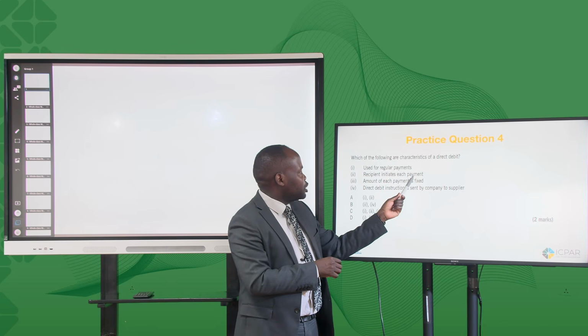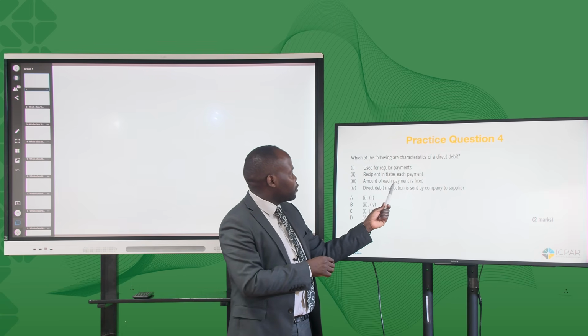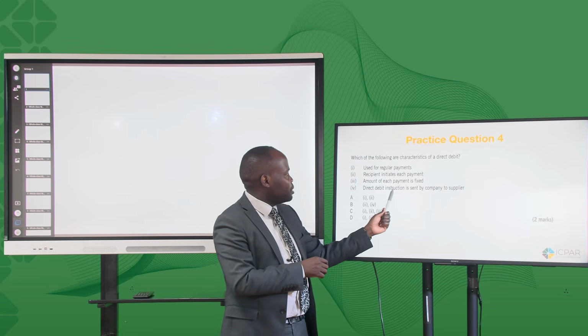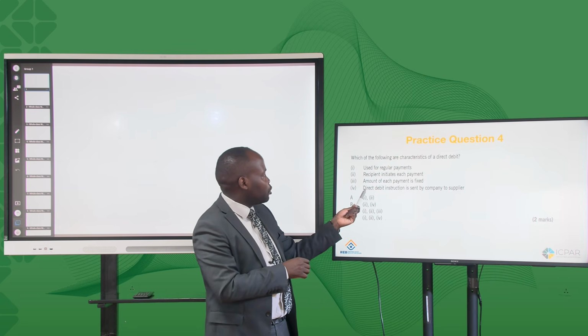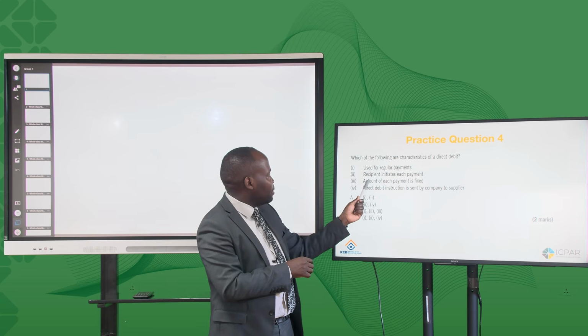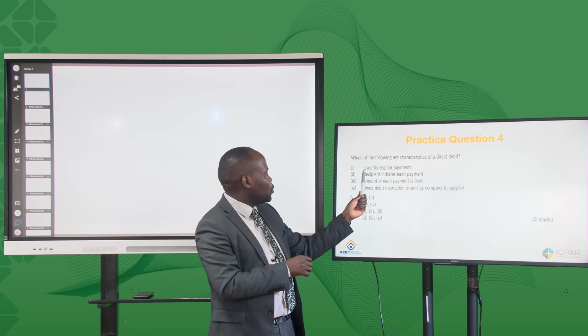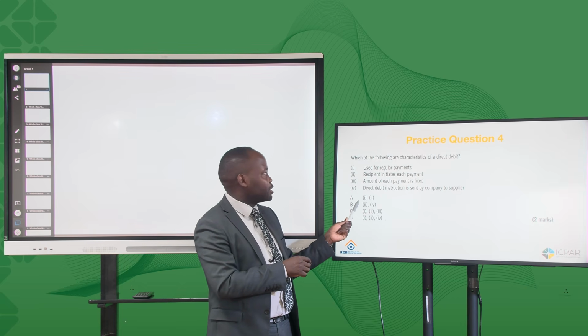Recipient initiates each payment, number 2 is correct. The amount for each payment is fixed, it may be variable. Direct debit instructions are sent by a company to a supplier, that is also true. So number 4 is true, number 3 is not true. Number 2 is true. So number 2 and 4, the correct answer is B. The correct answer is B.